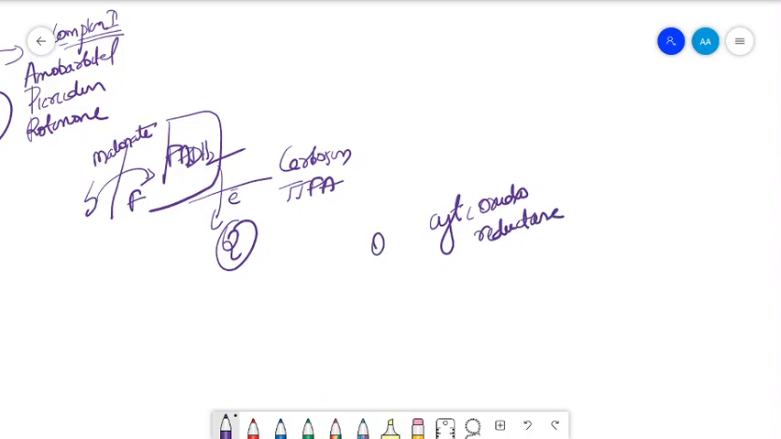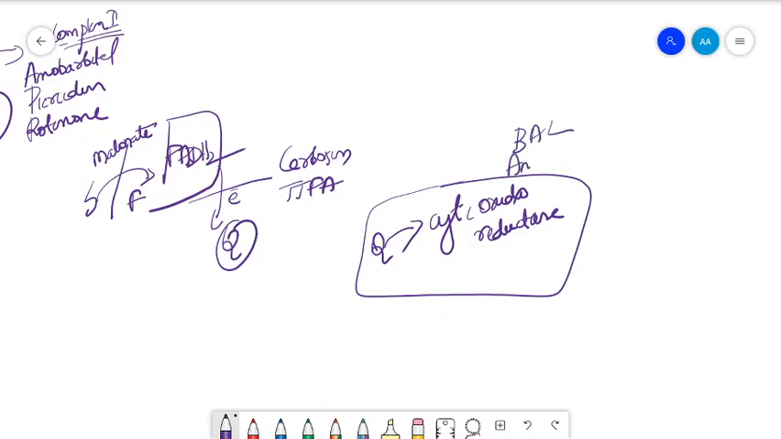So it receives electrons from ubiquinone, which transports electrons to cytochrome C, and it pumps 4 protons to the intermembrane space. Complex 3 inhibitors are antimycin A and British anti-Lewisite. These are the complex 3 inhibitors, which block the flow of electrons.